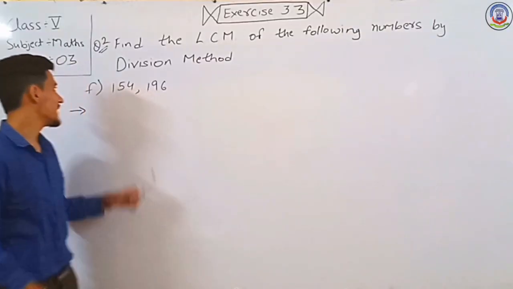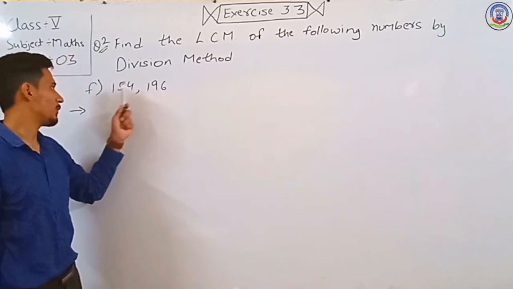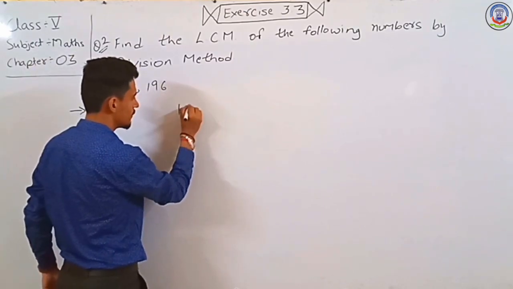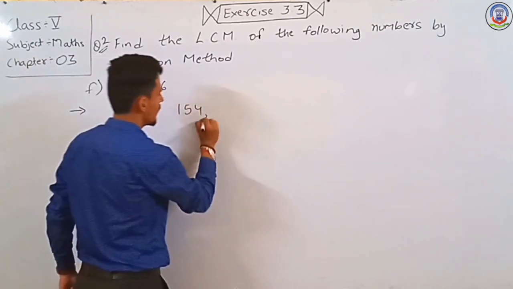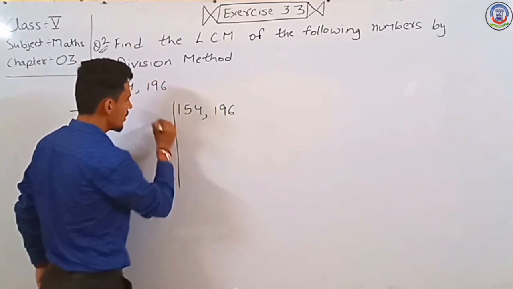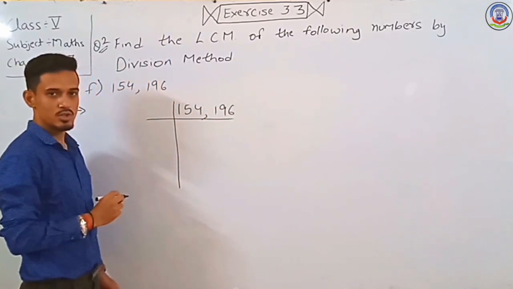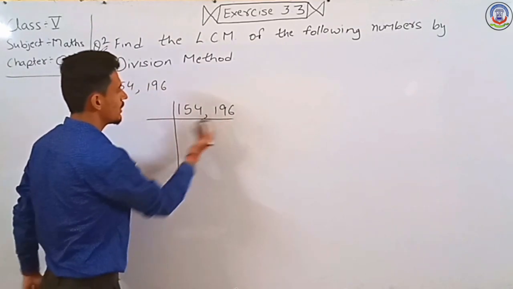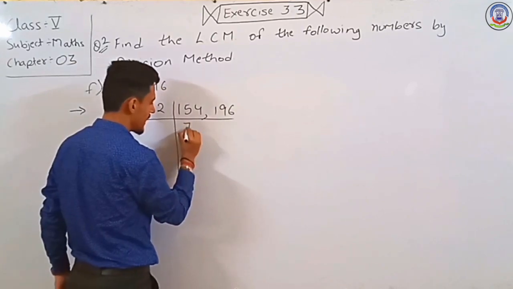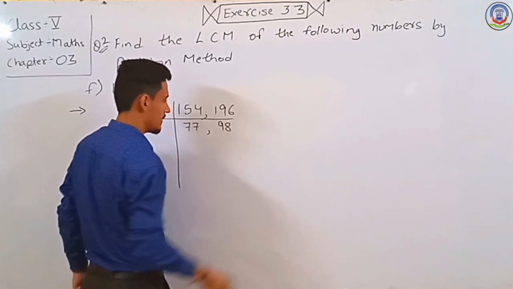Now our next sum is 154 and 196. We have two numbers, so we write these two numbers horizontally, that is 154 and 196, separated by a comma. Now we have to find these prime factors. So let's start. These both are divisible by 2, so we write here 2. It comes 77 times and it comes 98 times.